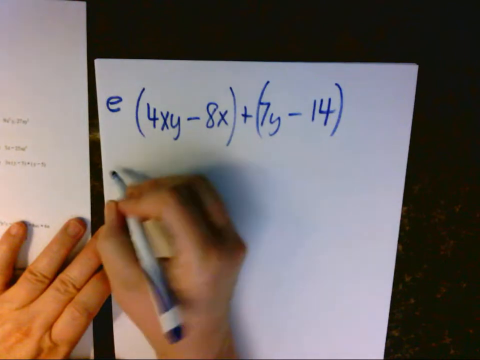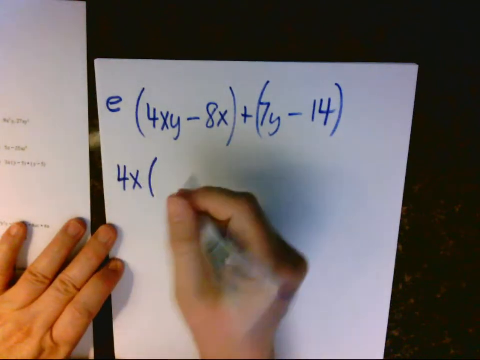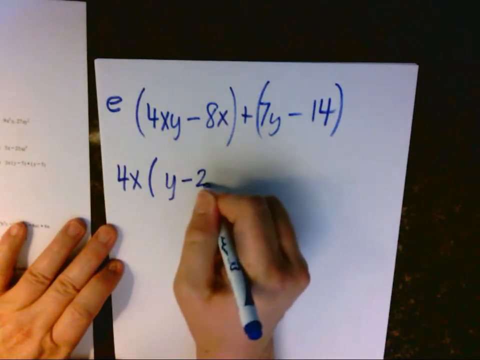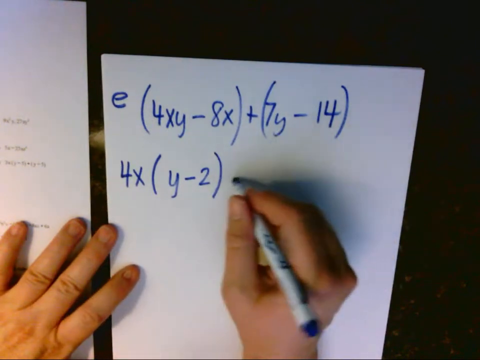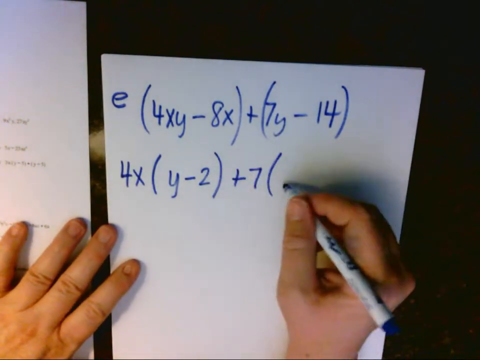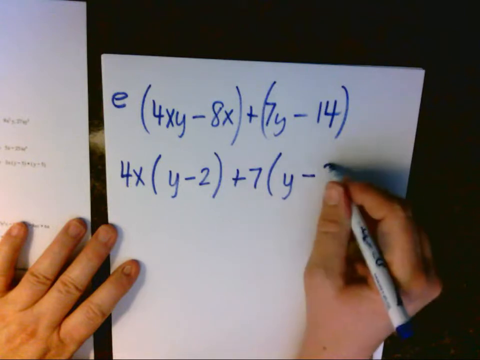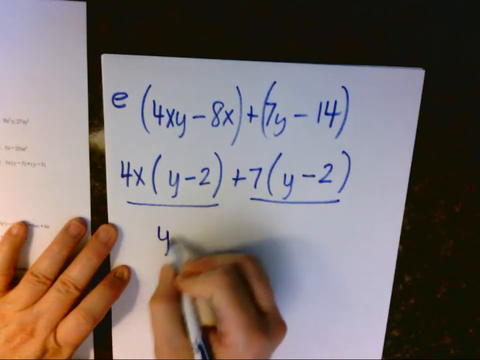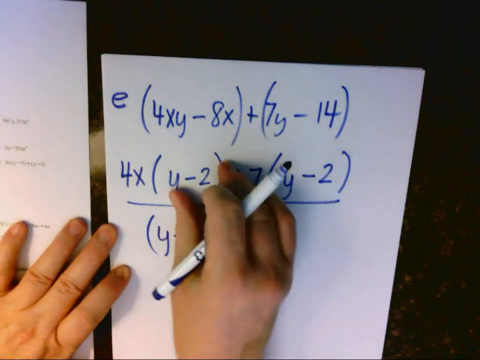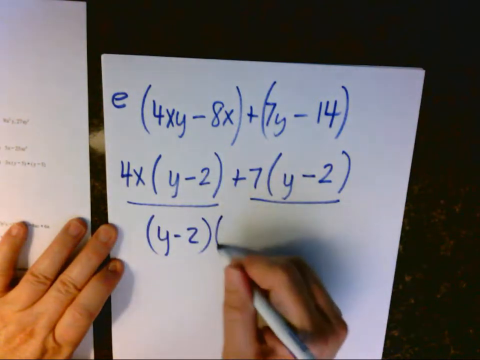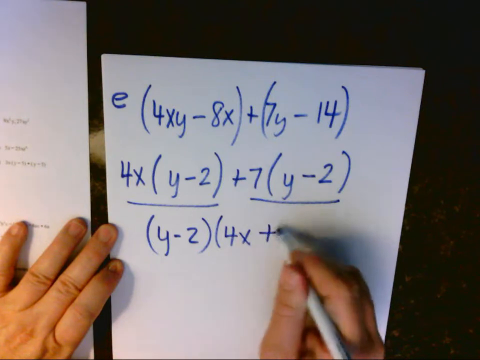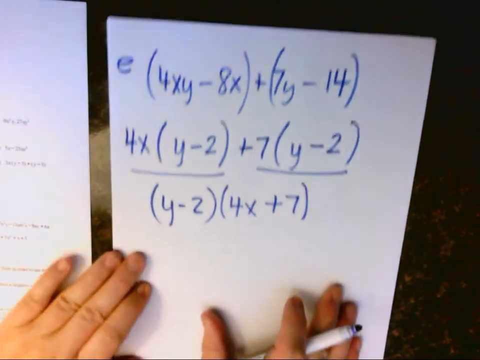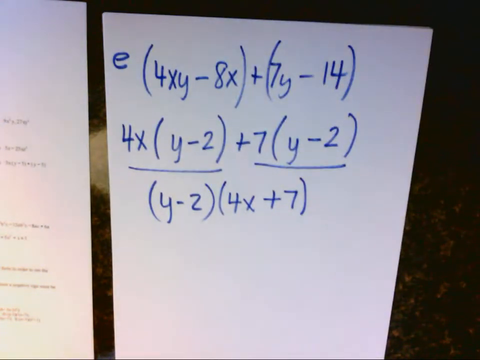In the first group I can take out a 4x. And that leaves me a y minus a 2. In the second group, I'm going to take out a 7, and that leaves me a y minus a 2. Hey, this is good news. Those both have a y minus 2 common factor. I will pull the common factor out, and it leaves a 4x and a 7. So we have completely factored that using grouping, which was nice.